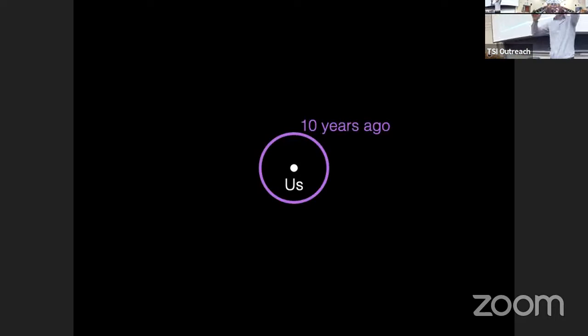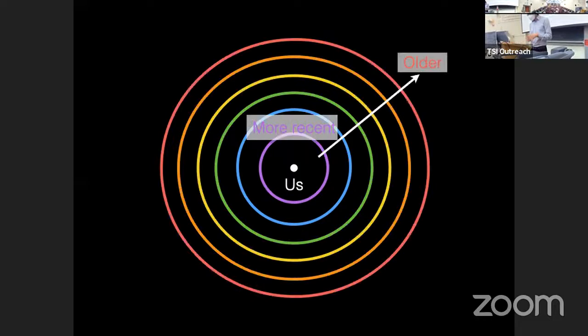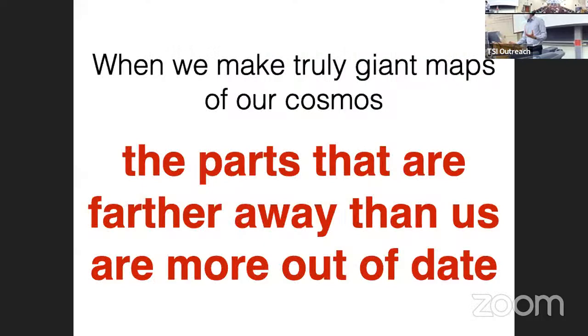If this is us, if I'm looking out and trying to make a map of a part of the universe that's 10 light years away, that map is going to be out of date by 10 years. But go beyond that, 20 light years away, that part of the map is going to be 20 years out of date, 30, 40, 50. And if we make truly big maps of the universe, we have this really interesting thing where the stuff close to us is really up-to-date information, and the stuff far away from us is really, really old. They're old pictures.